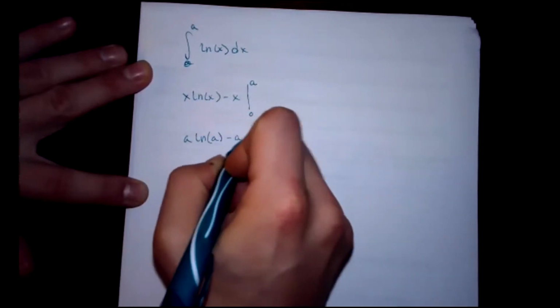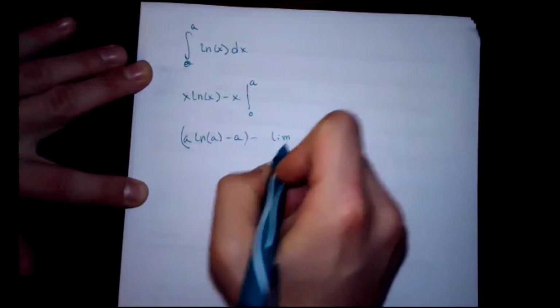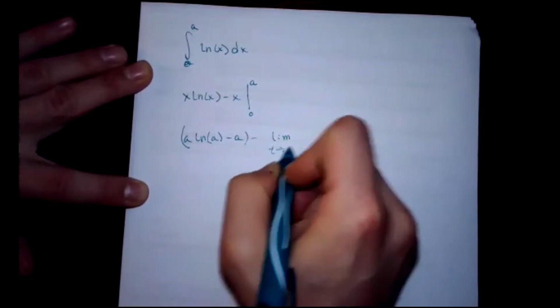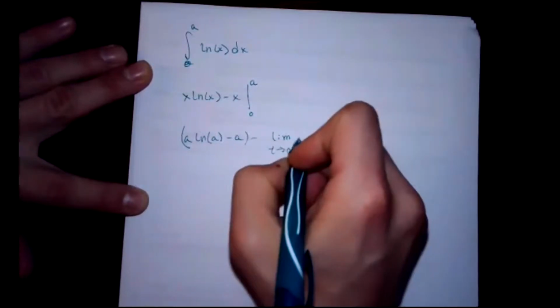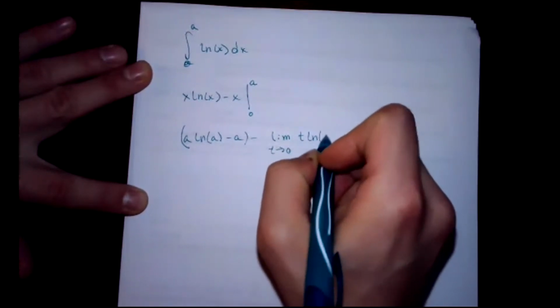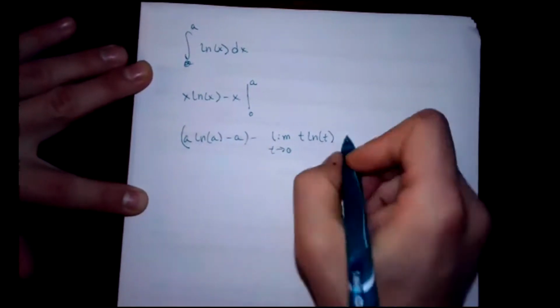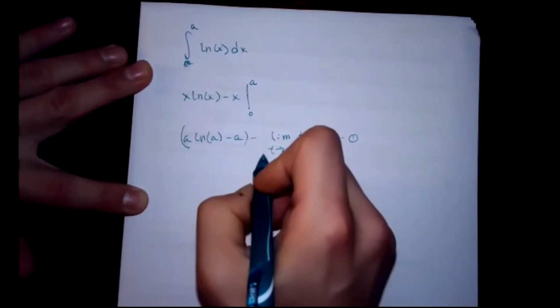When I plug in my upper bound, it's fine. My lower bound, though, what are we going to have to do? We want to compute the limit as t goes to 0 of essentially t natural log of t. When I plug in 0 for that x, fine. So it's not going to mess anything up. It's this guy here we got to take a look at.